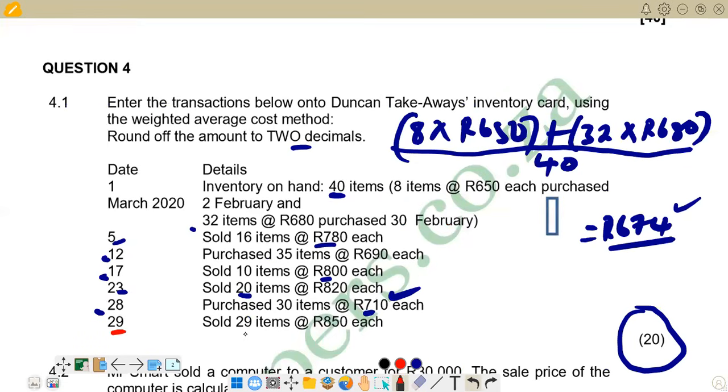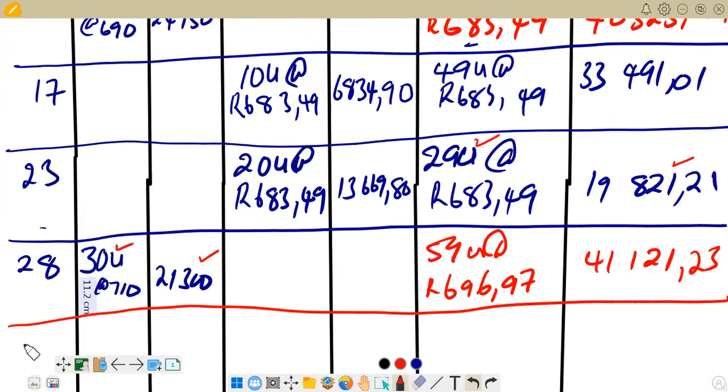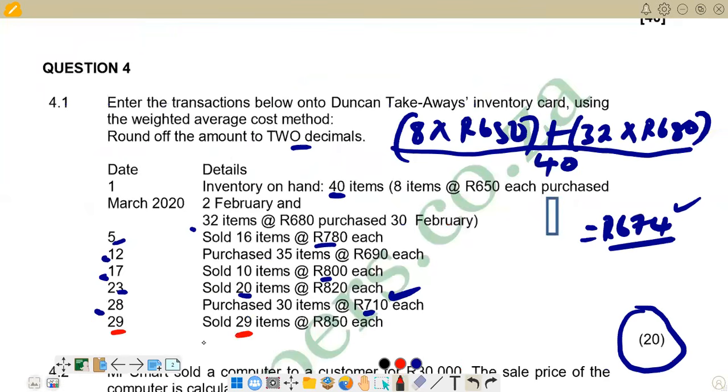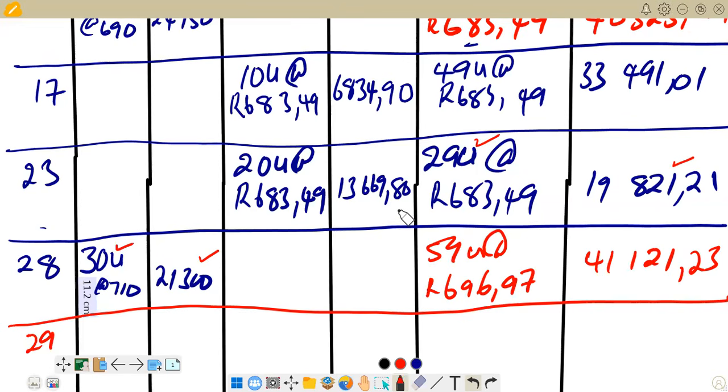Right, the last one is the 29th, sold 29 items at 850. We just take the number of units, 29, then we go there to see what we have. So now we are on the 29th, and we sold, so we are going to put it on issued. We can just cross check the total number of units that have been issued: 29 items. So we come here, we've got 29 units.